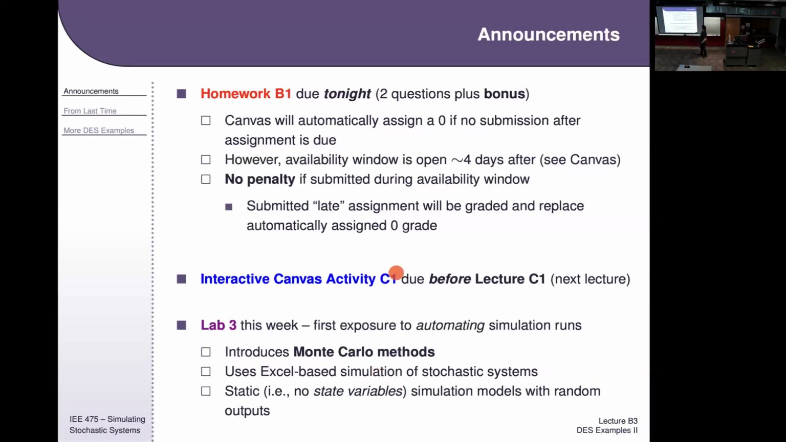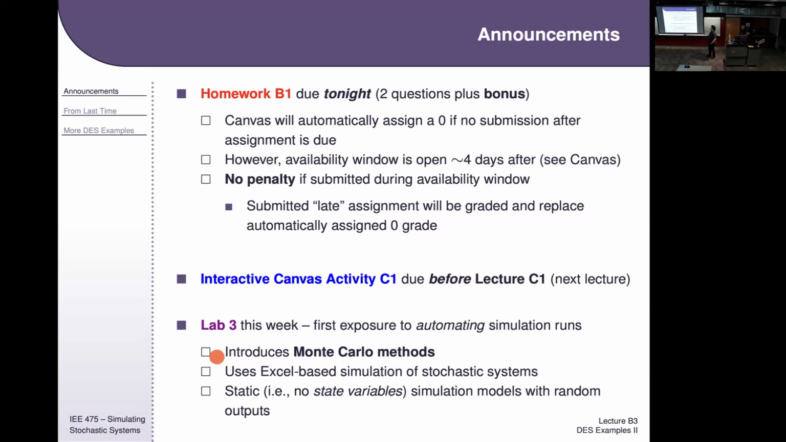There's a new ICA, again, with a healthy drop policy on ICAs. So you don't have to do them, but they're meant to help you keep up with what's going on in the book in parallel with what's going on in lecture. Hopefully the book is a good complement, since we're going over a lot of the same topics.